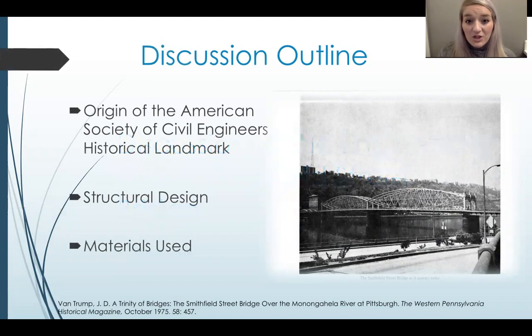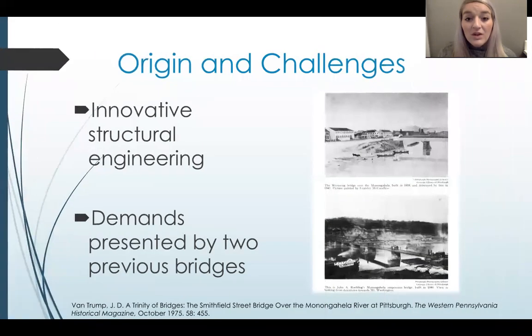Two aspects of structural engineering to be discussed in this session are its design as well as the materials chosen for this bridge. Before the Smithfield Street Bridge was erected, there were two failures. The first failure was a bridge made up of wood. Wood is a flammable material with a low thermal expansion and was destroyed by a city fire. The second bridge failed because the yield strength was not enough to keep up with the growing and expanding population of the city of Pittsburgh.